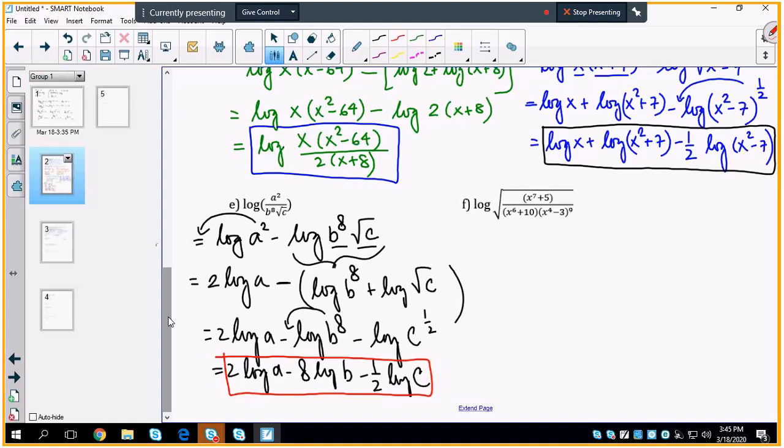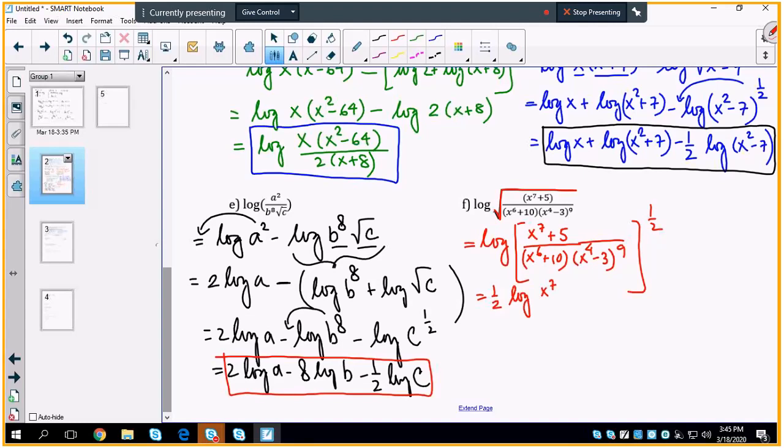The sixth one, you have one logarithmic expression, so it requires expansion. I cannot start with quotient rule on this one because I have this outside square root, so change it to power first. So this is log of (x to the power 7 plus 5) all over (x to the power 6 plus 10 times x to the power 4 minus 3 times 9). And think about the square root being the power 1/2. And now think about what you do with the power. Well, it comes to the front. Then you get 1/2 log of (x to the power 7 plus 5) over (x to the power 6 plus 10 times x to the power 4 minus 3) to the power 9.